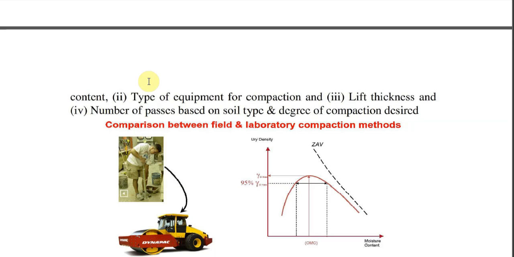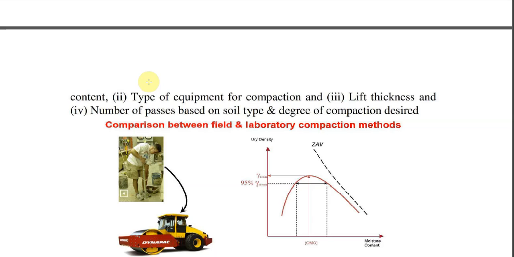Okay, if you ask what is the lift thickness for the standard Proctor test, it is one-third of the mold. It is compacted in 3 layers such that the depth of one layer is equal to one-third of the mold. Similarly, in the field, we are compacting in layers, and the depth of each layer is called lift thickness. Next, and the last factor is number of passes. Number of passes also depends upon the type of soil and the equipment that is used.